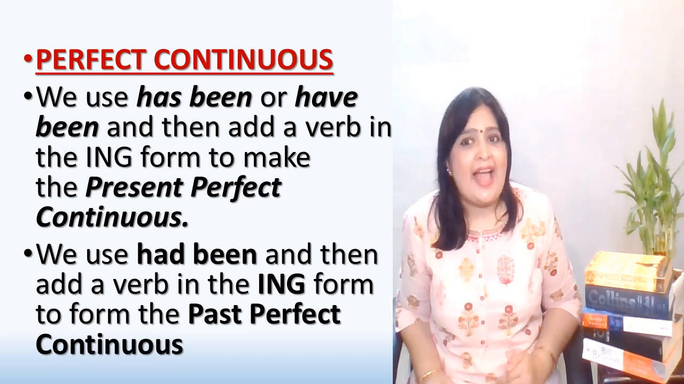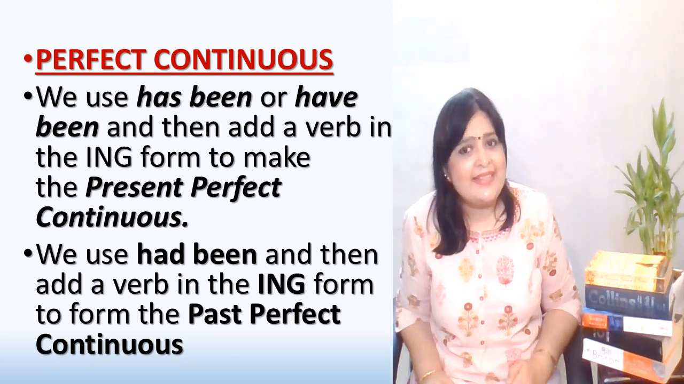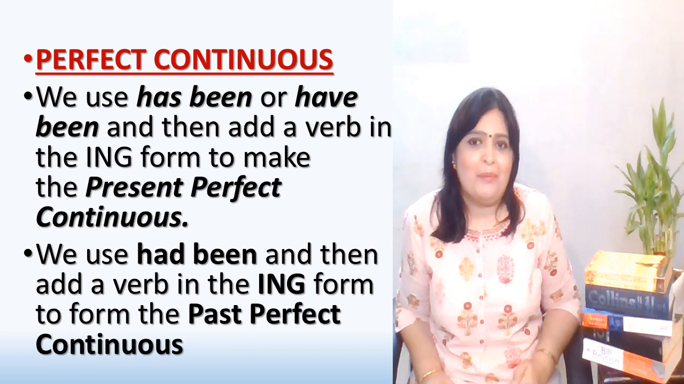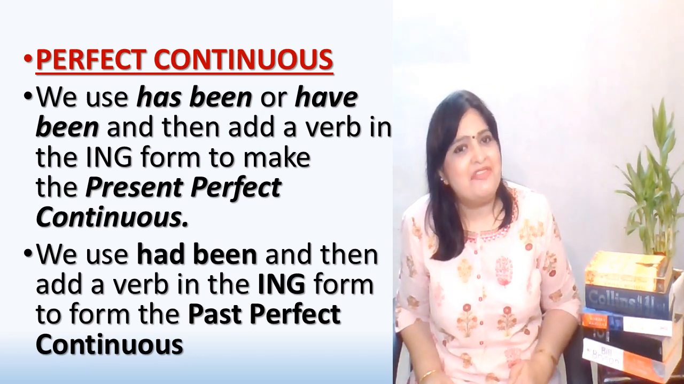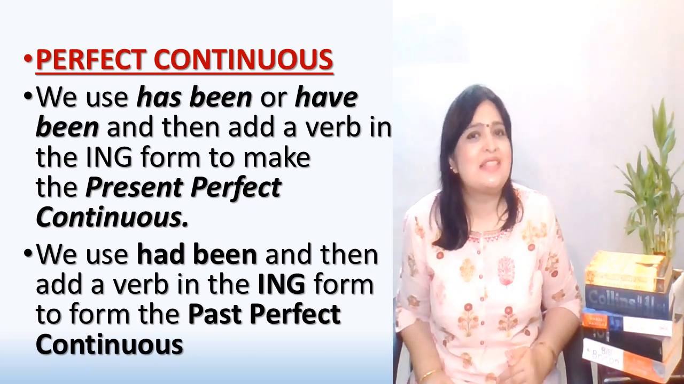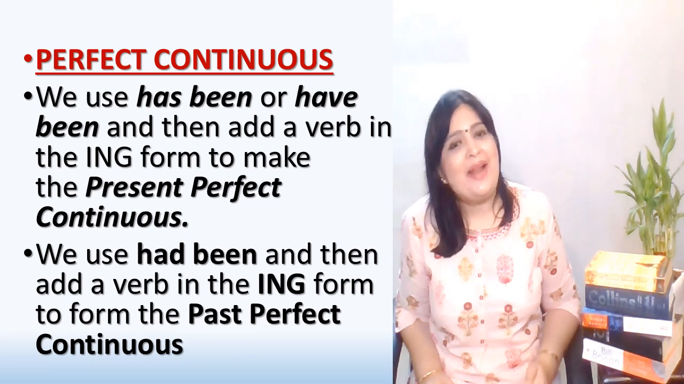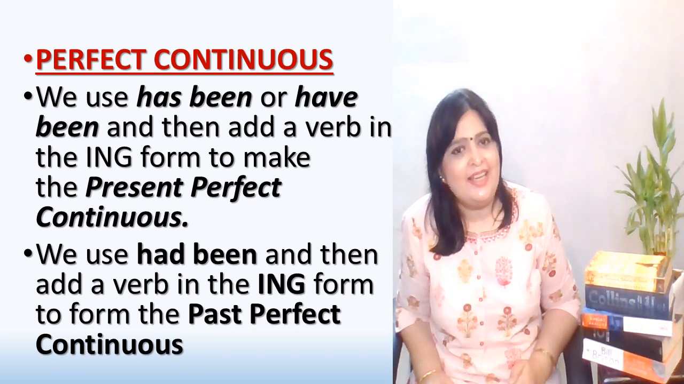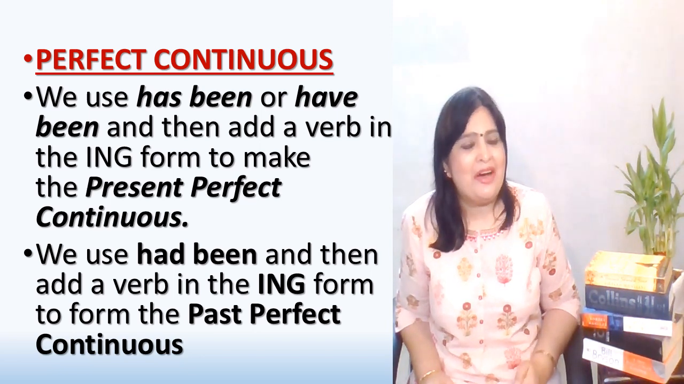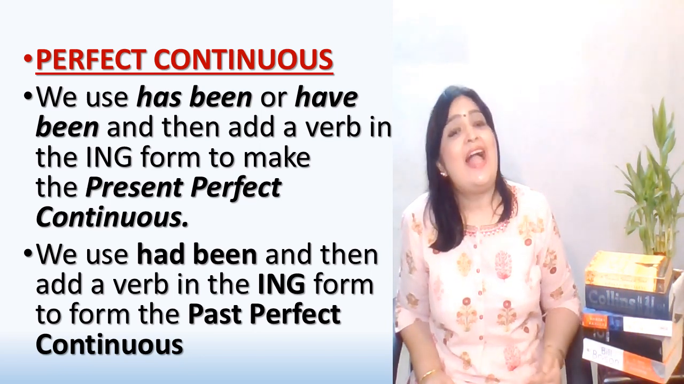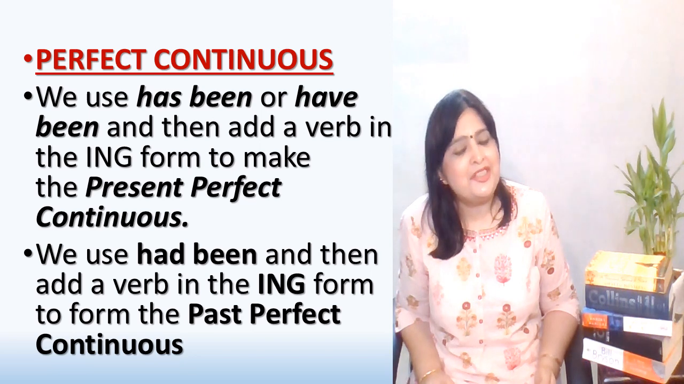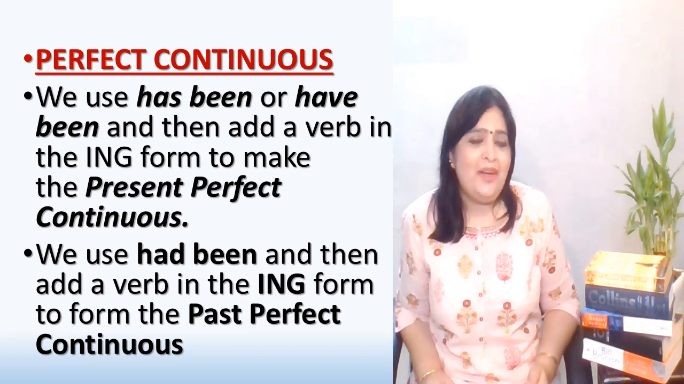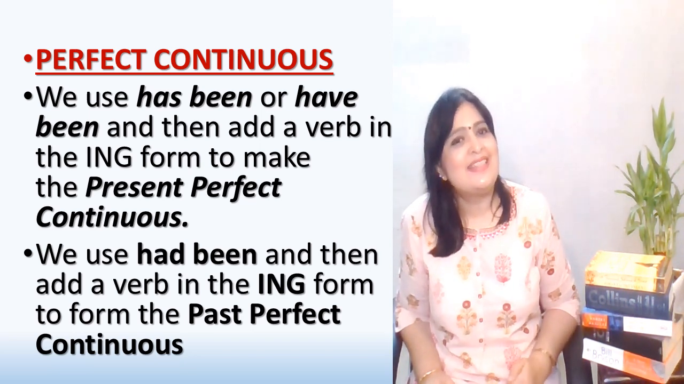And we use had been and then add a verb in the ing form to form the past perfect continuous form. So present perfect continuous form के लिए has been plus verb plus ing, and past perfect continuous form के लिए had been plus verb plus ing.